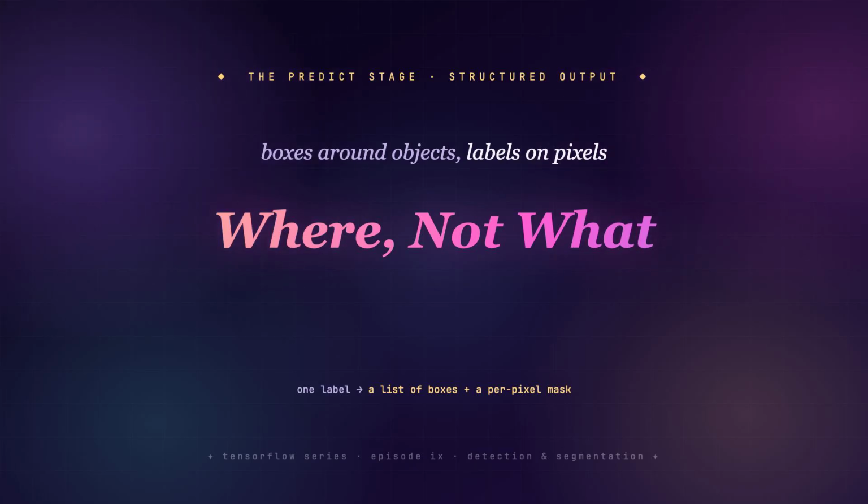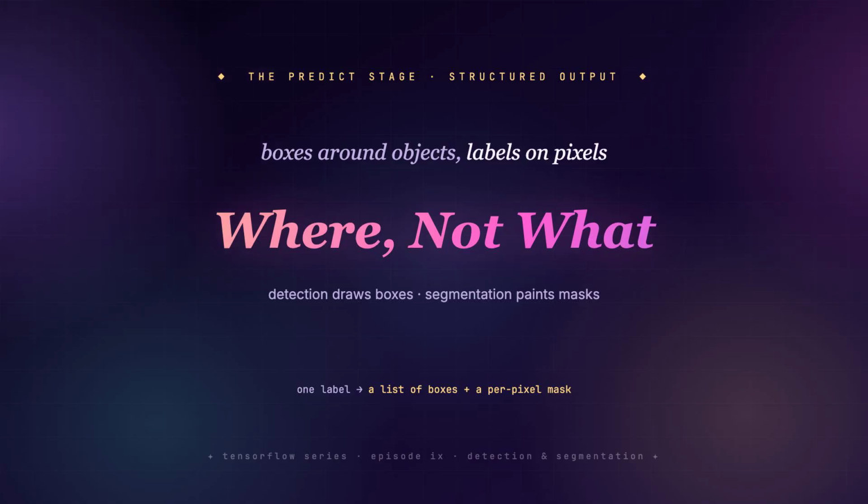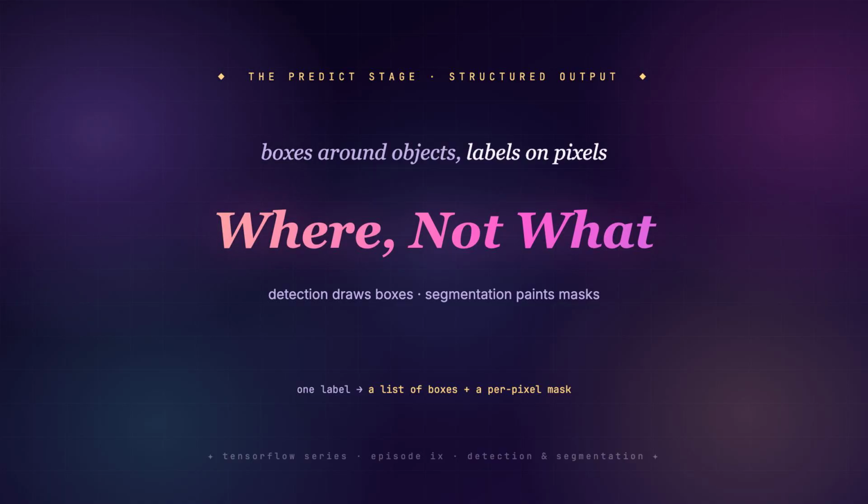So today we stay in the same pipeline stage, predict, but we go deeper into it. We make the output structured. Instead of one class, the model will hand us boxes around every object and then masks that label every single pixel. Where, not just what.